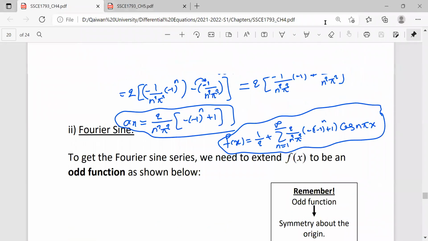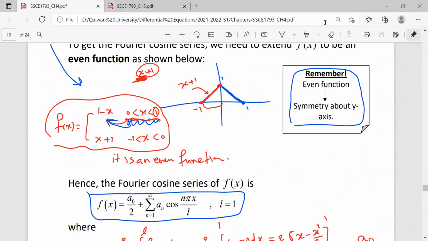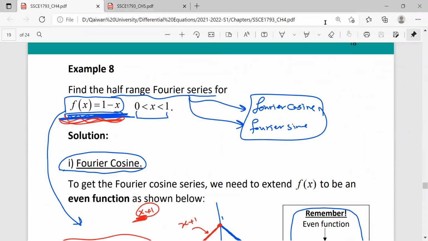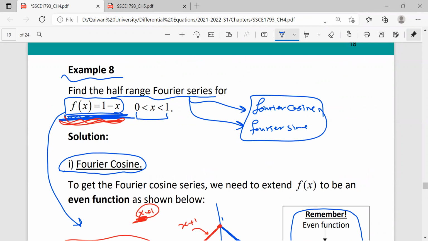In the previous lecture, we talked about this example and we couldn't finish it. It is about the half range for a series. We were working to find the half range for a series for this example. As you see, the function is given from 0 to 1. It's half of the range. It's not from -1 to 1, it's from 0 to 1.